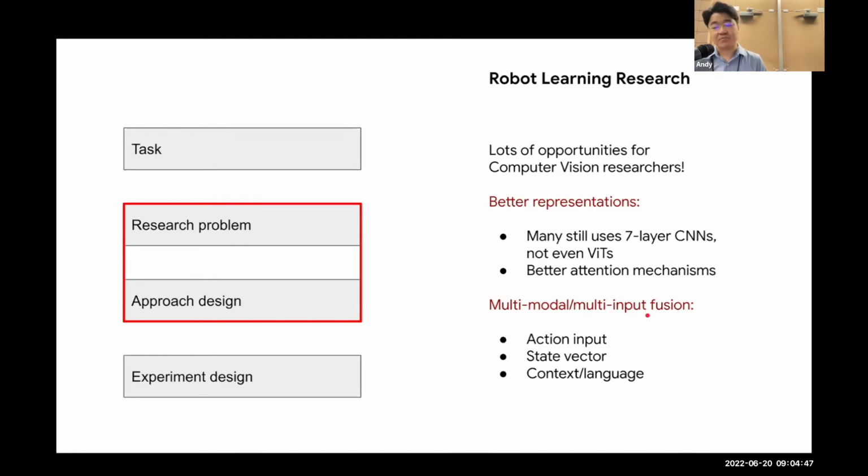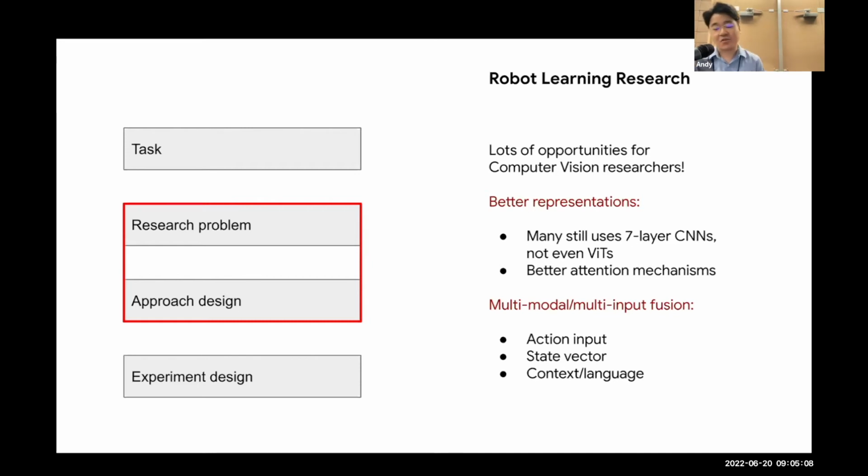There is action input. Sometimes it's multimodal. There are other types of data: audio, language, sometimes the state vector telling the configuration of the robot. And there has to be naturally the fusion. And as computer vision researchers, we are really good model architects. So there is a lot of room for us to benefit.